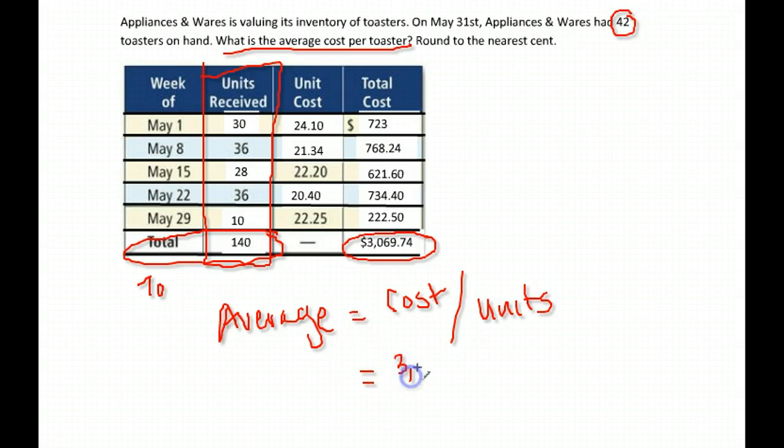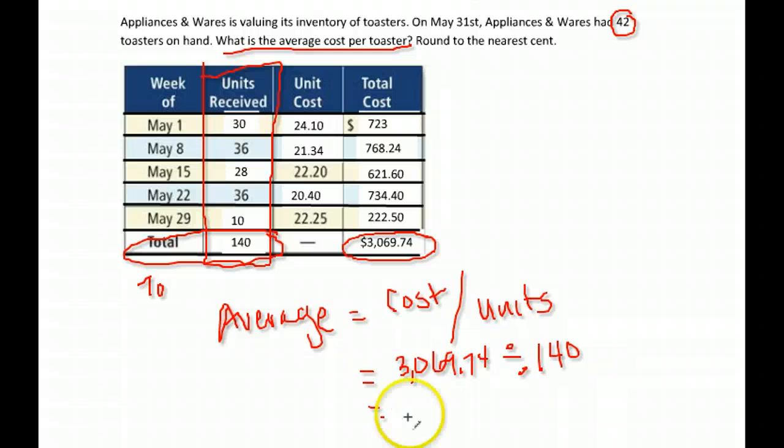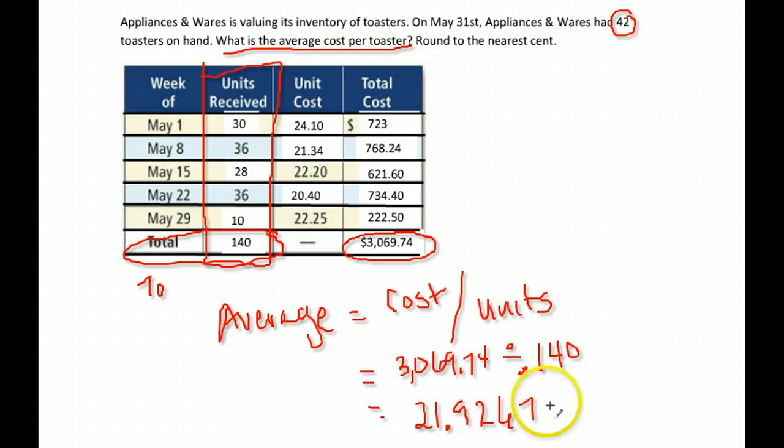So we had a total of $3,069.74. We're going to divide that by 140 toasters. We get 21.92671429. Again, just leave that in your calculator. Now, here's where you look at the question, because sometimes they ask you to go further than others.